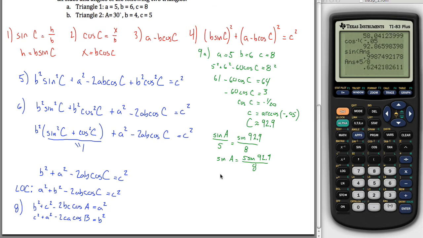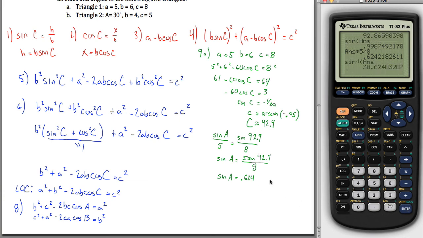And what I get is that the sine of A is equal to 0.624 or whatever. And so I can do arc sine of that. And that will tell me that A is equal to about 38.6 degrees.